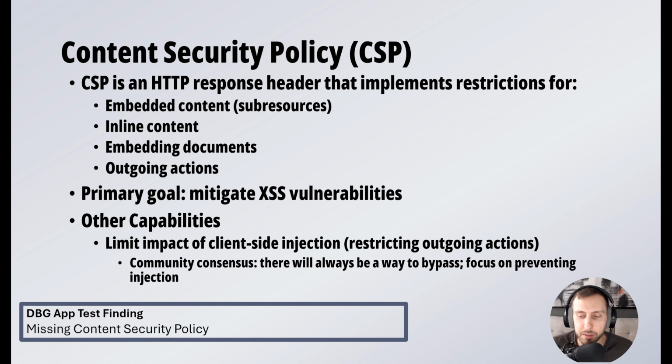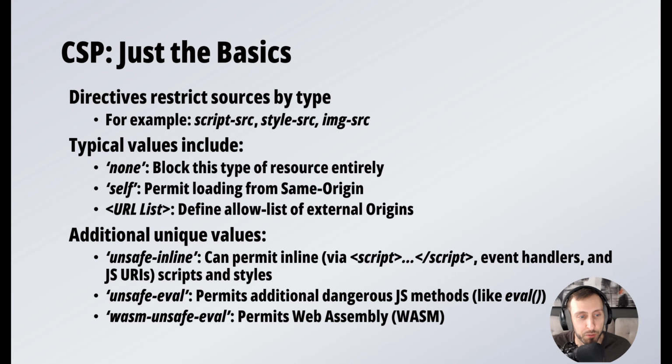But it seems that the present community consensus is that there's always kind of a way, once you have cross-site scripting, once you can execute script, to find some way to escalate what you can do or make outgoing connections or perform actions. So CSP is really best thought of as a mechanism to prevent injection rather than to prevent the impact of injection, which is much more complicated to do. So at DBG, of course, we have a finding for when CSP is absent, which is missing content security policy. Quite straightforward.